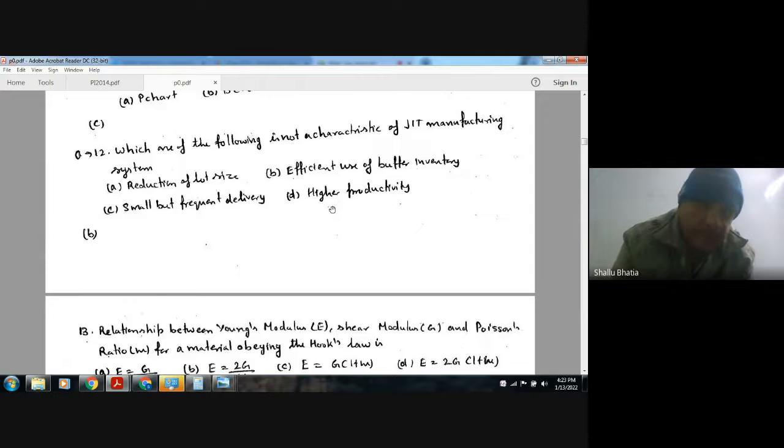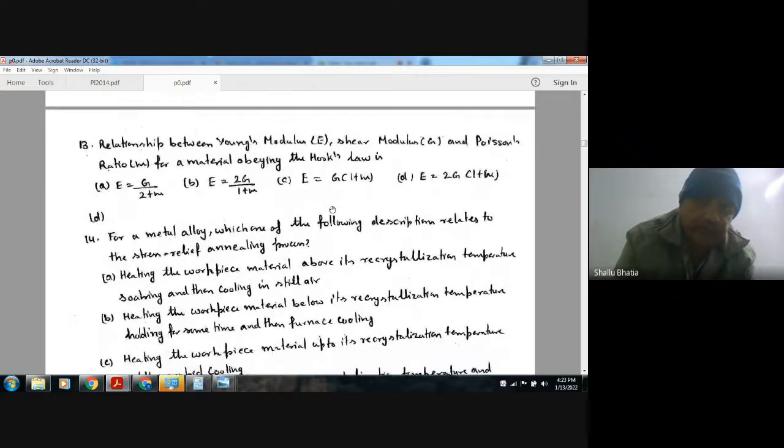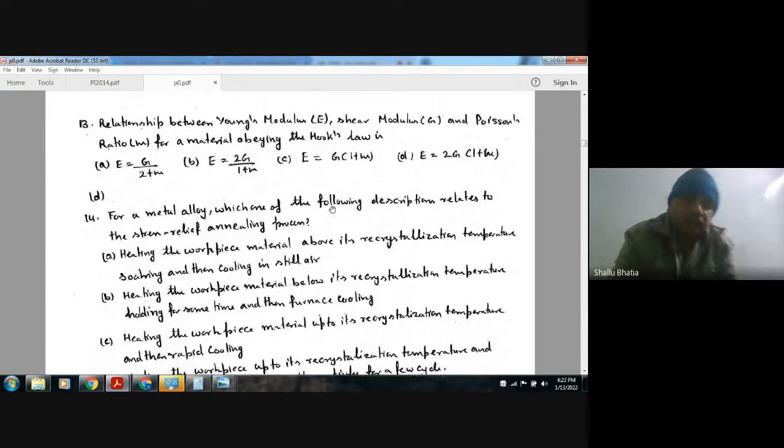Okay. Next, the relationship between Young's modulus E, shear modulus G, and the Poisson's ratio mu of a material obeying Hooke's law. The answer is D. That is the simple E, G, and mu relationship.